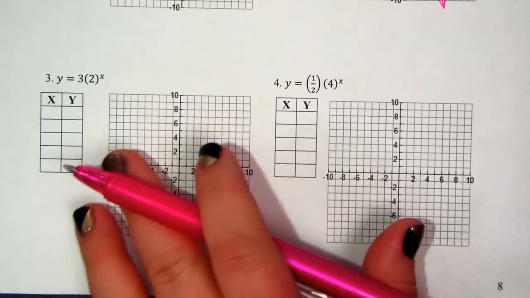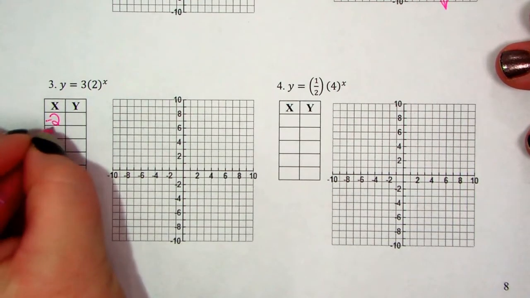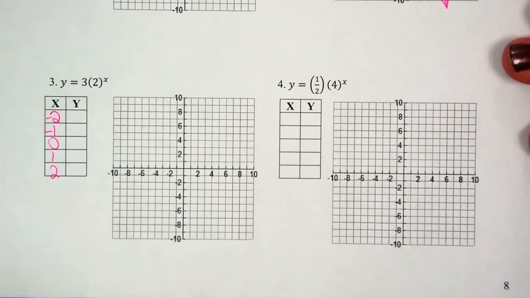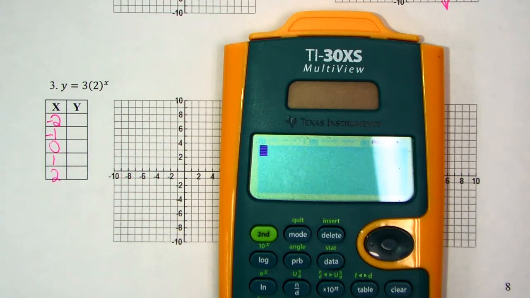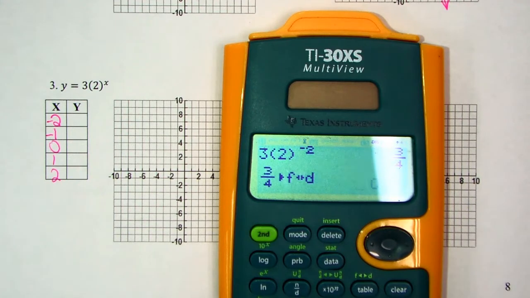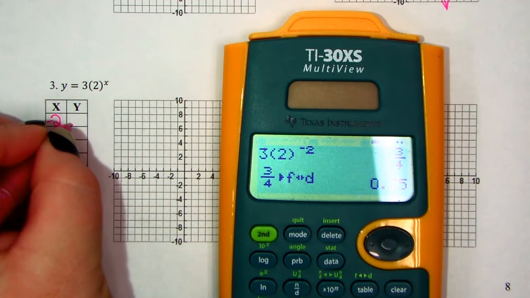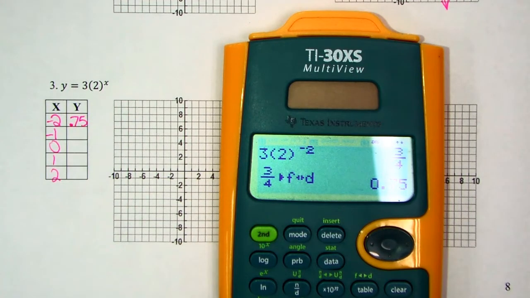Let's do 2 more. So automatically, we're filling in -2, -1, 0, 1, and 2. And in our calculator, we will put 3 times 2 to the, and we'll put -2 in. And so you might already know what that one is as a decimal, but in case you don't, you press second and table. If you have a different calculator besides mine, just contact me and I will help you locate where all these buttons are on your calculator.